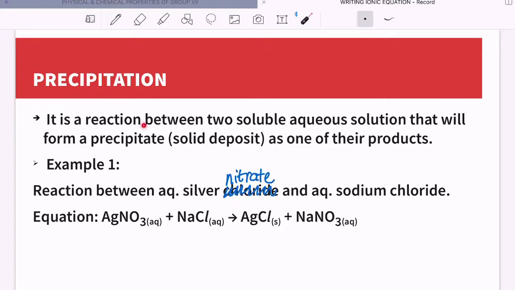Precipitation. It is a reaction between two soluble aqueous solutions that will form a precipitate, a solid deposit, as one of their products. Example 1: reaction between aqueous silver nitrate, forgive me, my mistake here, a typo, and aqueous sodium chloride. So you have silver nitrate and sodium chloride to form silver chloride and sodium nitrate. The equation is correct and balanced.